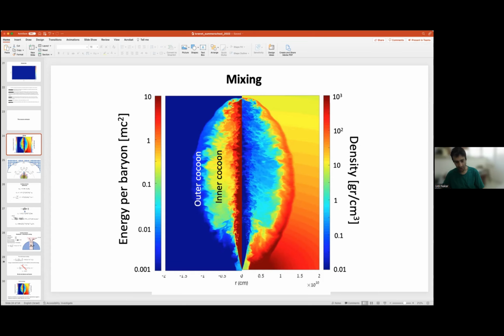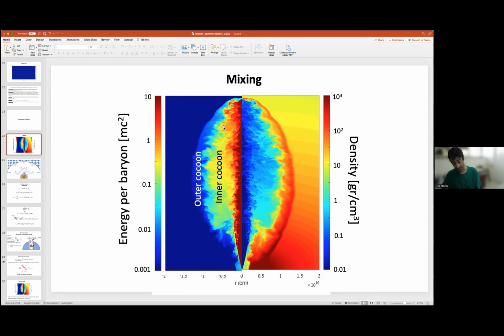An energy per baryon of 0.01 corresponds to a final velocity of roughly 0.1 c, if we take the internal energy and convert it to kinetic energy. And this is something that we see in all simulations. The head is mixing the jet, regardless of the initial Lorentz factor of the jet. The mixing in the cocoon brings the material to be mildly relativistic in temperature.